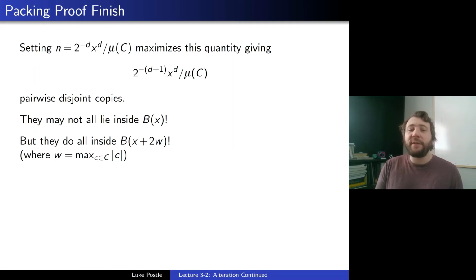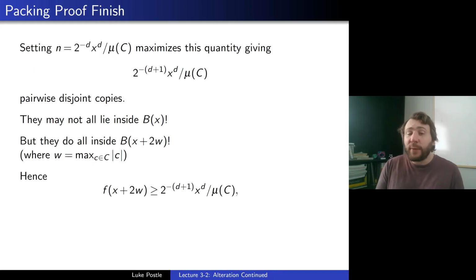So they're guaranteed to lie inside a cube of size x plus 2w, where w is, say, the maximum of the points in C. So this is where we use the boundedness. Since it's bounded, these copies can't be too large, and so it will lie in just a slightly larger cube. Why do I say slightly larger? Well, in the limit, x is going to be much larger than w, and so indeed, this will be rather small. So that's what we'll go ahead and calculate. It means that since they all lie inside and they're pairwise disjoint, f of x plus 2w is at least the number above, this 2 to the minus d plus 1 x to the d over mu c.